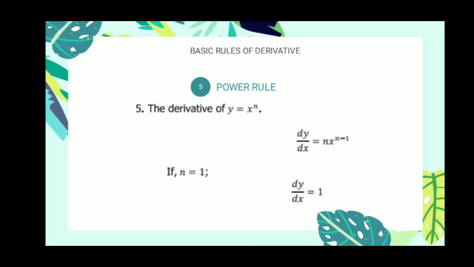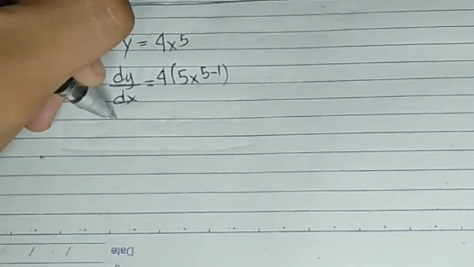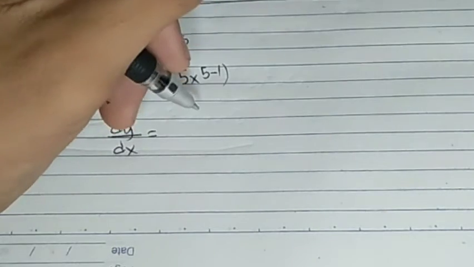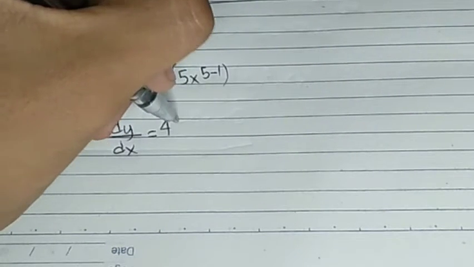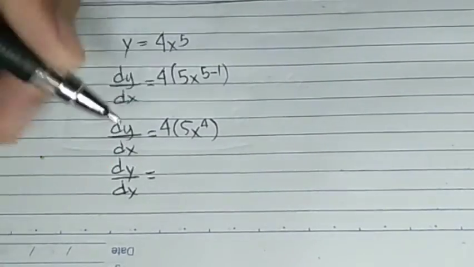But if n, or the exponent, is equal to 1, then the derivative dy over dx is equal to 1. I have a basic example for this. y is equal to 4x to the power of 5. So the derivative dy over dx is equal to 4 times 5x to the power of 5 minus 1. Dy over dx is equal to 4 times 5x to the power of 4. So 4 times 5 is 20, and dy over dx is equal to 20x to the power of 4.